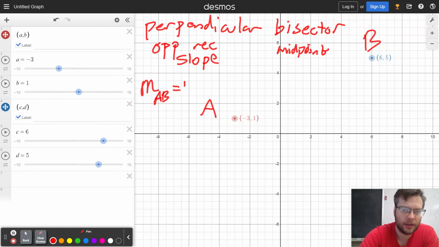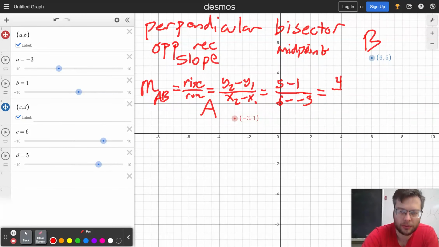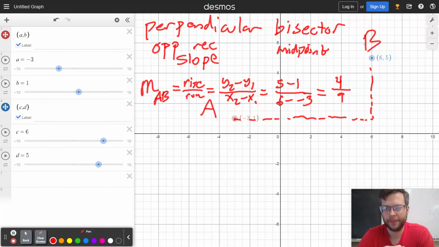I want to think about my rise over run. Some people like to just count it out. Other people like to use the formula y2 minus y1 over x2 minus x1. So using the formula, thinking of B as my second point, 5 minus 1 over 6 minus negative 3. So be careful that the x value of A was negative. So this becomes 4 over 9. And you can see that if you draw that slope triangle, you're moving 9 boxes to the right and you're moving 4 boxes up. So 4 over 9.